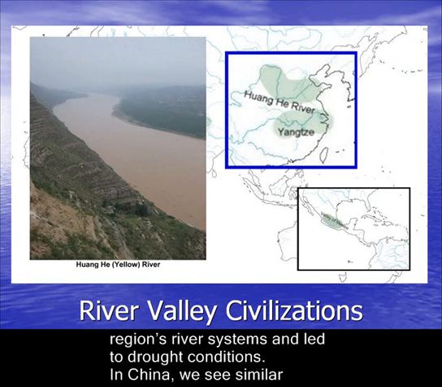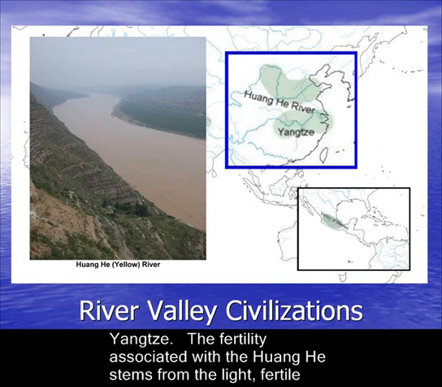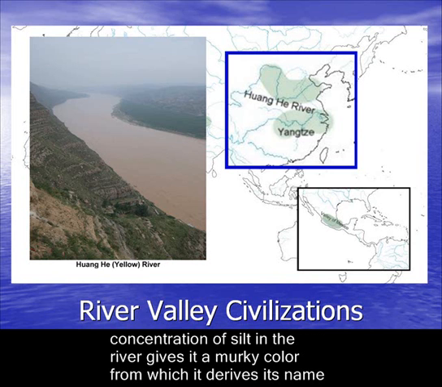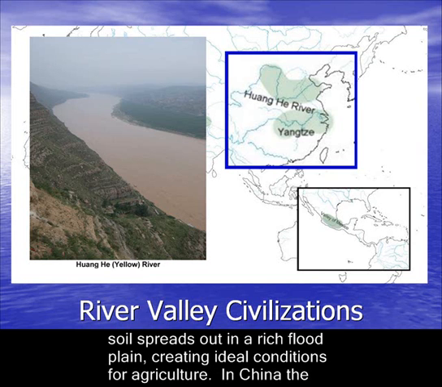In China, we see similar developments in association with the Huanghe River, as well as to a lesser extent along the Yangtze. The fertility associated with the Huanghe stems from the light, fertile loess soil that washes down into the river along its upper and middle reaches. The high concentration of silt in the river gives it a murky color, from which it derives its name in English, the Yellow River. At the lower end of the Huanghe, closer to the coast, this soil spreads out in a rich floodplain, creating ideal conditions for agriculture.